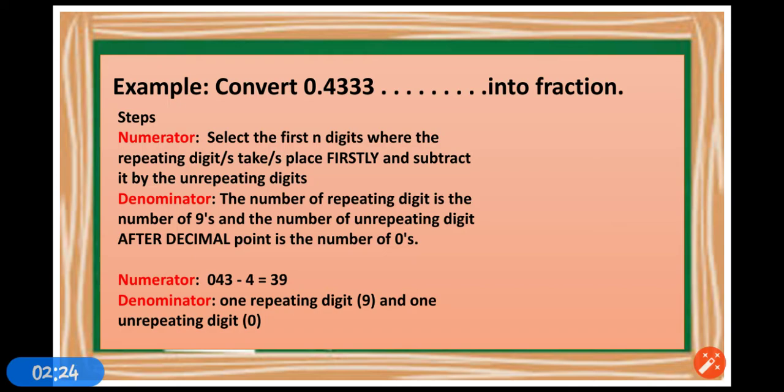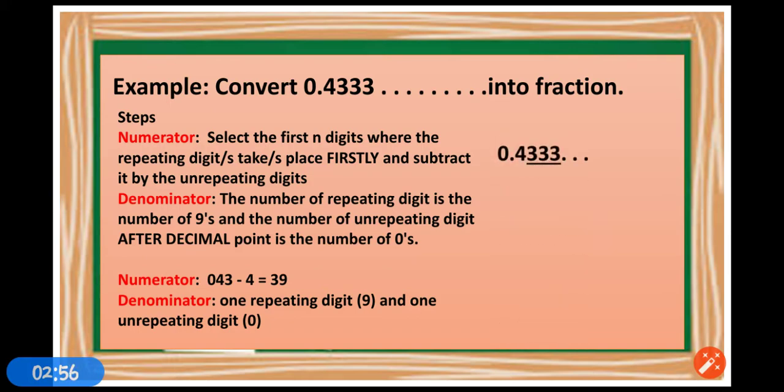The number of repeating digits is the number of 9s, and the number of unrepeating digits after the decimal point is your number of zeros. In our example here, we have 0.43333. We only have one repeating digit 3, so that's 9, and then one unrepeating digit after the decimal point, that's 4, so that's 10.